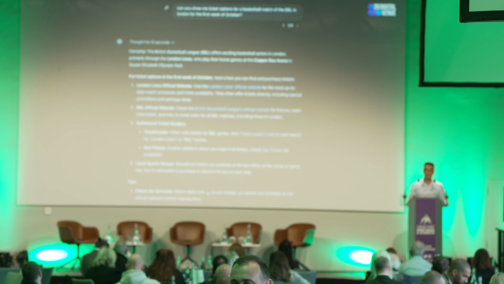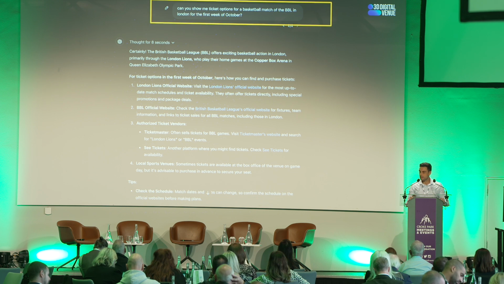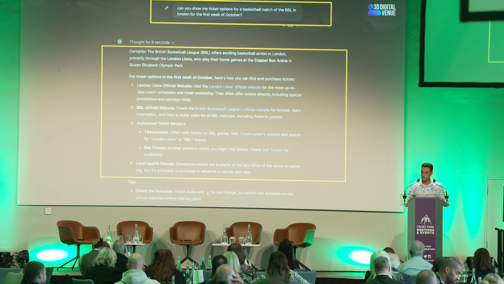So after that, since we do venue mapping and we create digital twins, I'm interested to understand how the online ticket purchase flow would work in an environment like this, okay? So what I'm asking the system is, can you show me ticket options for a basketball match on the British League in the first week of October? And then the system tells me a few options. So you have the London Lions, the BBL official website, and the ticket vendors, okay?